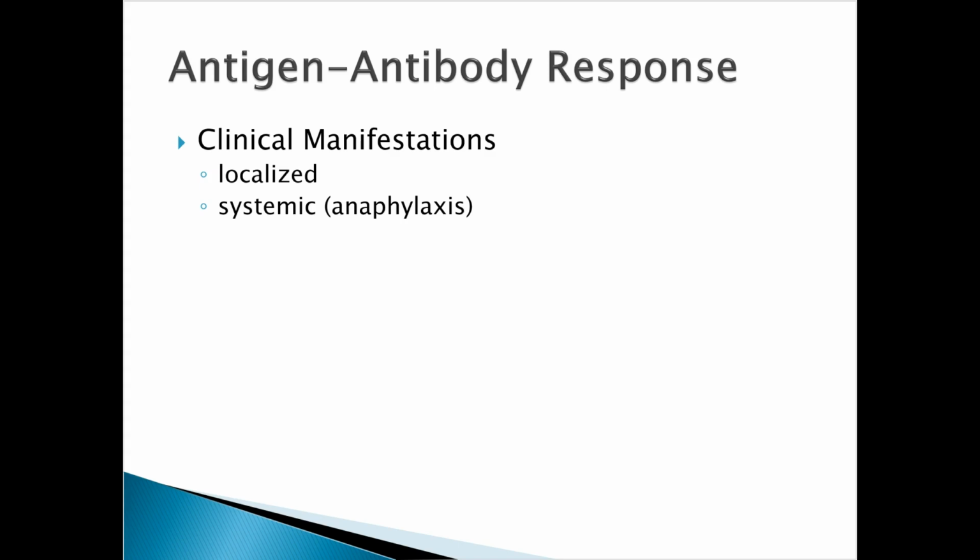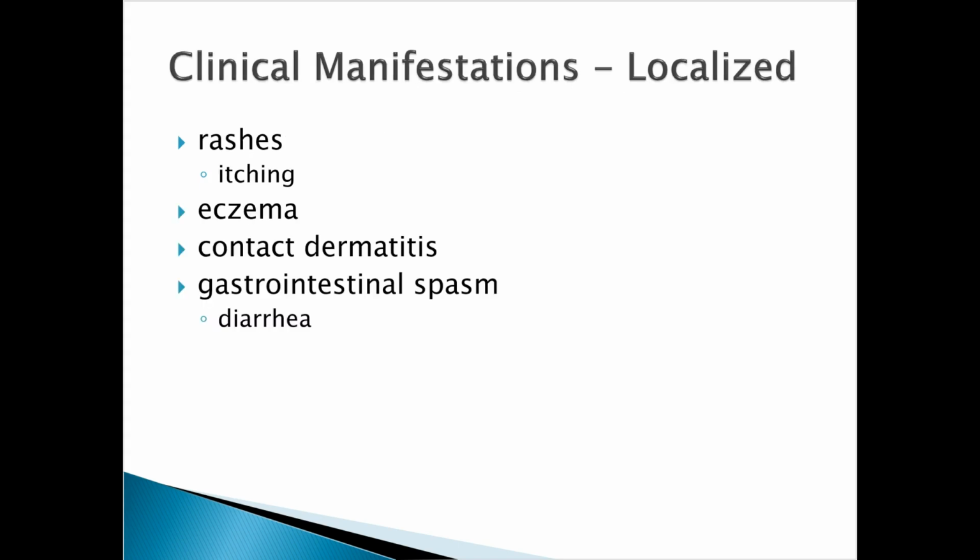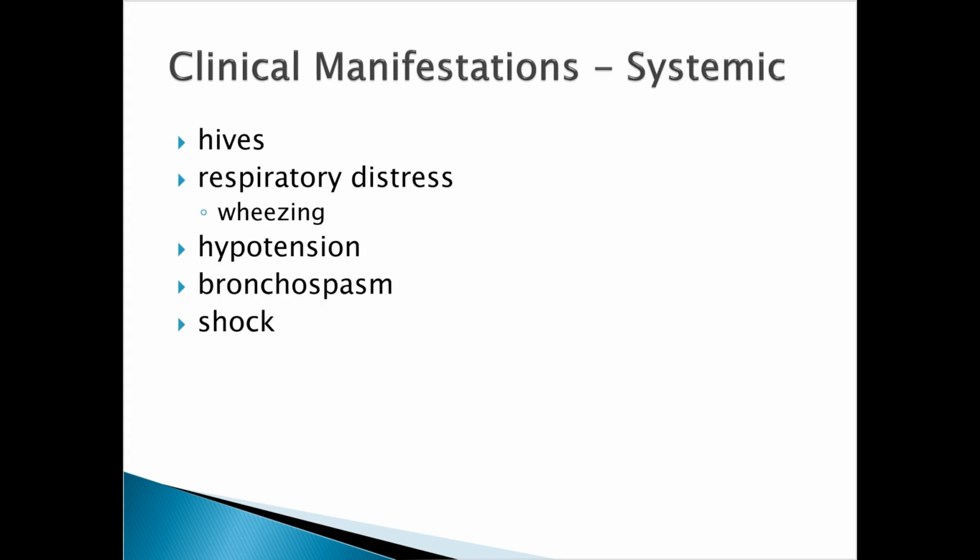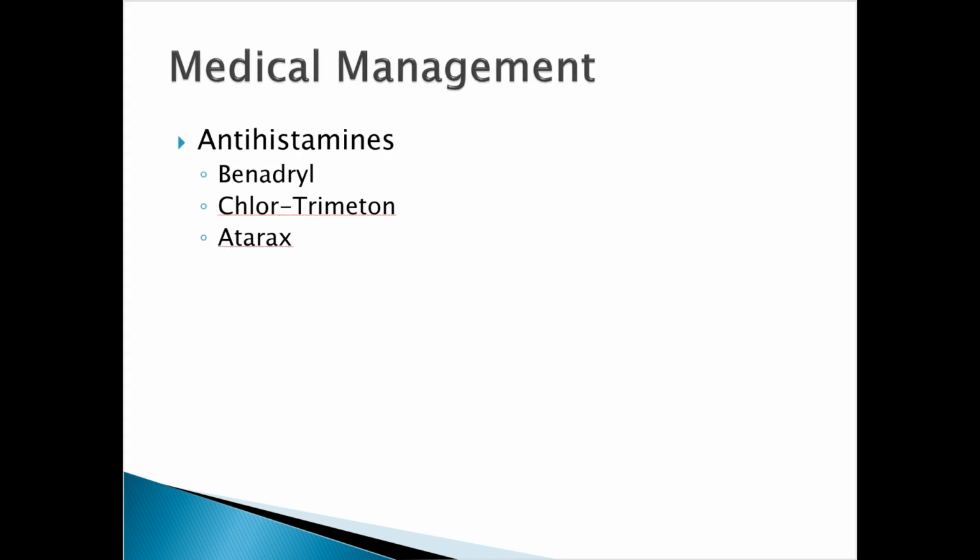Clinical manifestations: you're either going to have a localized response or you're going to have a systemic one, which is anaphylaxis. With a localized response, you're going to have rashes, eczema, contact dermatitis, or a GI spasm like diarrhea. For systemic, think about anaphylaxis here. You're going to have hives, respiratory distress or wheezing, and hypotension. You're going to have a bronchospasm, and it could actually eventually lead to shock.